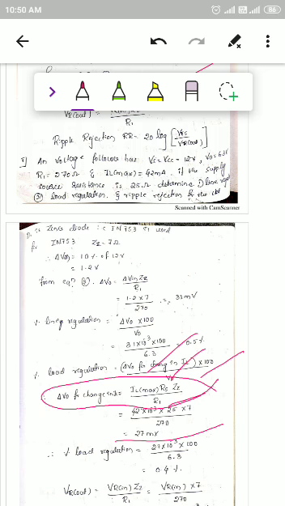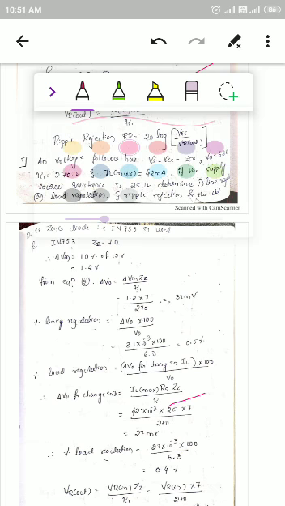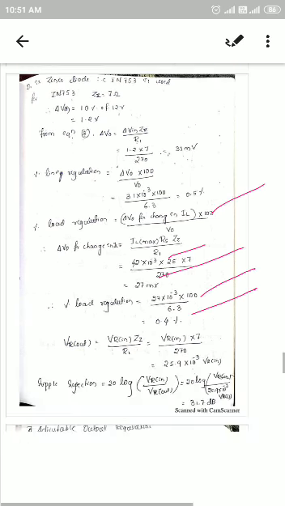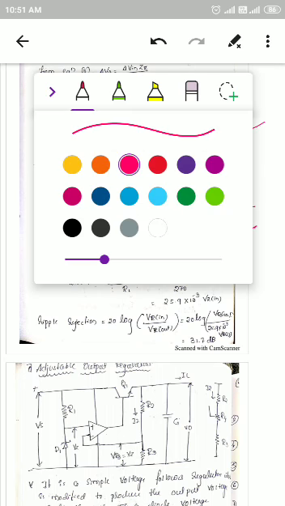Then the percentage load regulation equation is this one, that is delta V0 for change in IL into 100 divided by V0. Delta V0 for change in IL is 27 millivolts, 27 into 10 raised to minus 3 divided by V0, which is 6.3. So load regulation is 0.4 percent. Okay, this is load regulation.